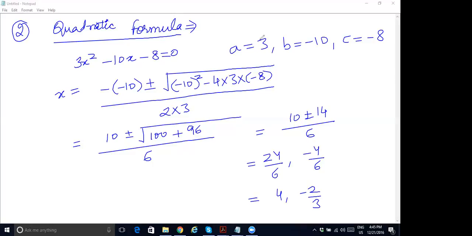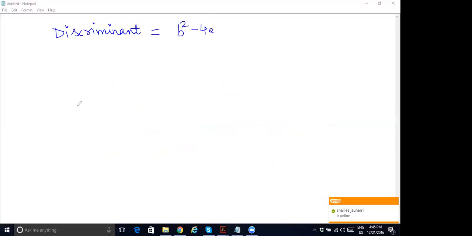Okay, now that is fine. Now the discriminant that we discussed is b square minus 4ac. Now, what can you tell about the nature of the roots by knowing the value of this discriminant?